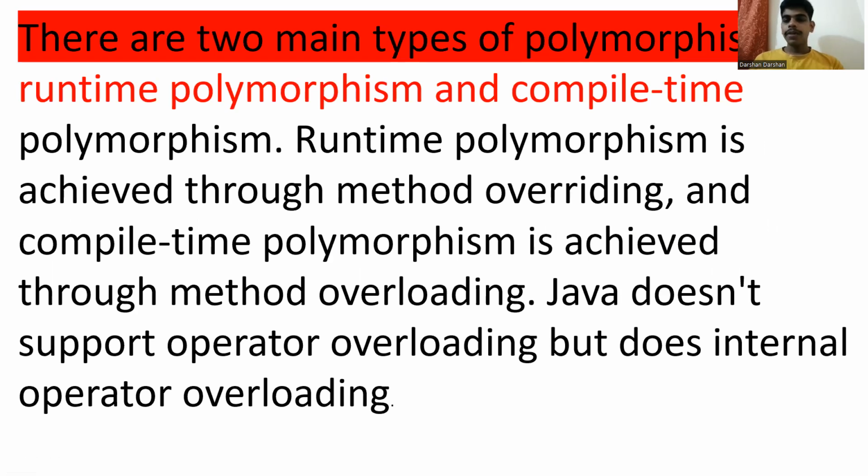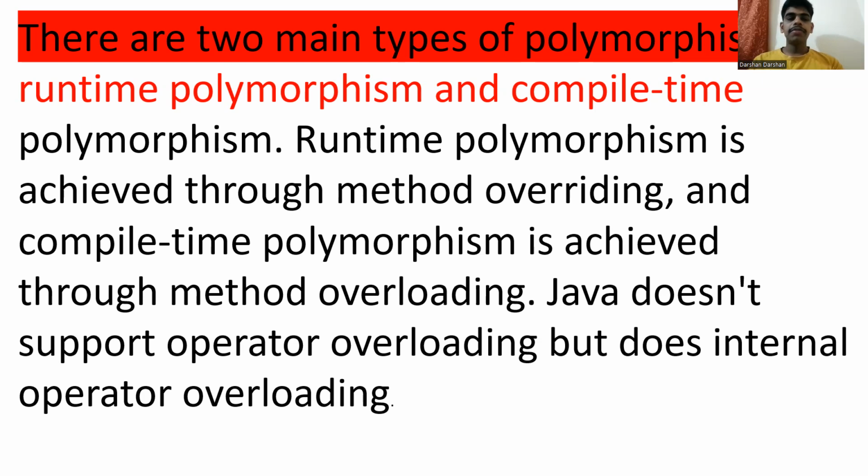So how many types of polymorphism? Polymorphism is mainly of two types, that is runtime polymorphism and compile time polymorphism. Runtime polymorphism is achieved through method overriding and compile time polymorphism is achieved through method overloading. Java doesn't support operator overloading, but does internal operator overloading.